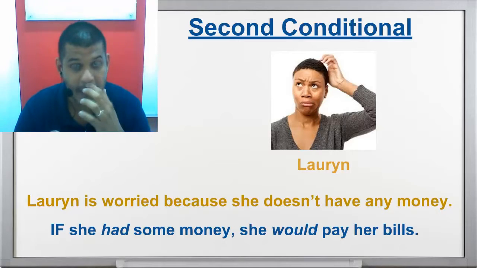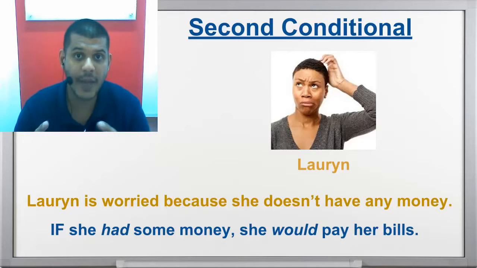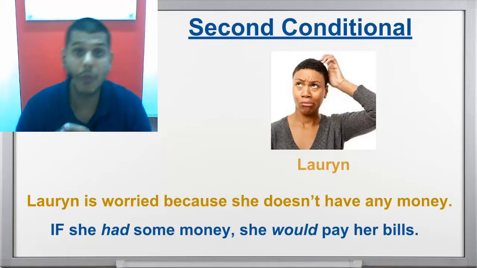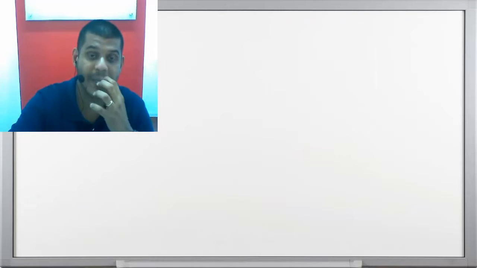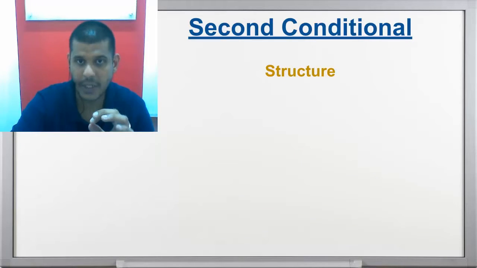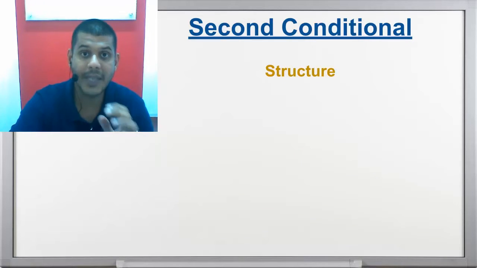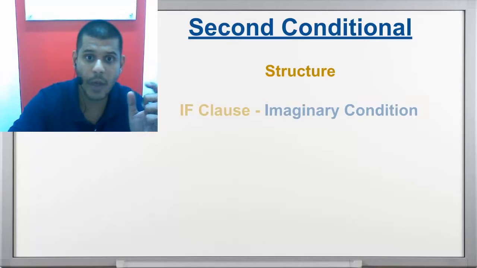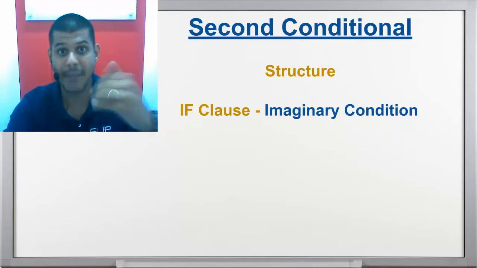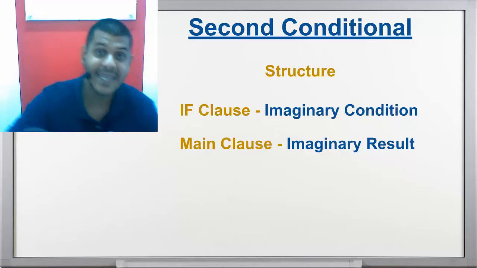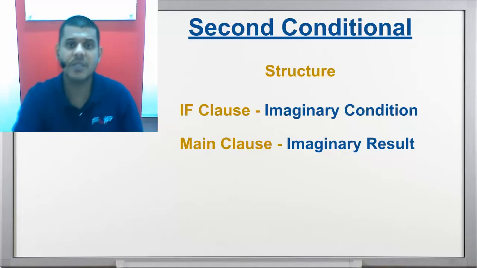Okay, this is it. Now that I gave you three different situations, three different second conditional phrases, I'm going to move on and talk a little bit about the structure of the second conditional. So pay attention. The second conditional, basically, we can divide in two different sentences. One that we can call the if clause, which is the imaginary condition, and one that we can call the main clause, the imaginary result of this condition.